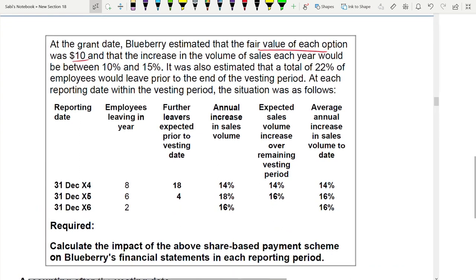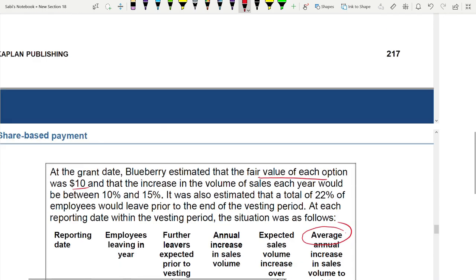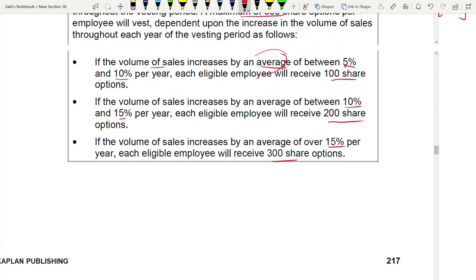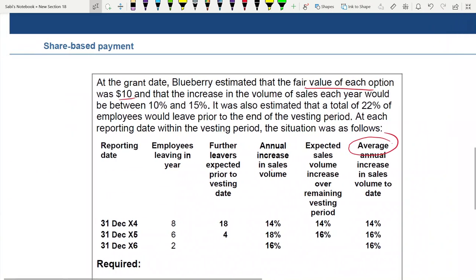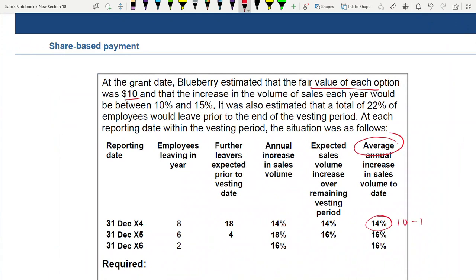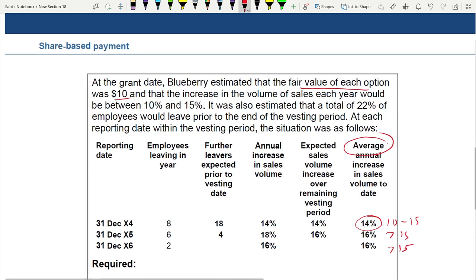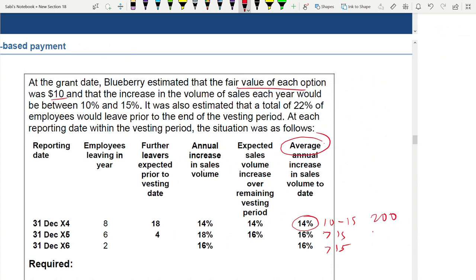Now you have been given the 3 years. Employees leaving and employees expected to leave further. The annual increase in sales volume expected and average. You have to look at the average while deciding, because here they have given you average, average, average. So here it is 14%. This is between 10 to 15. This is over 15. This is also over 15. So quickly you can decide how many options to vest here. Here it will be 200. Here it will be 300 and 300 options.